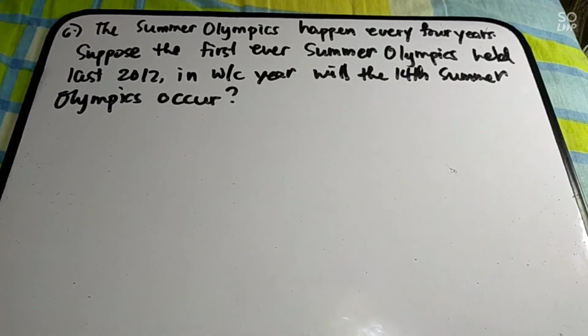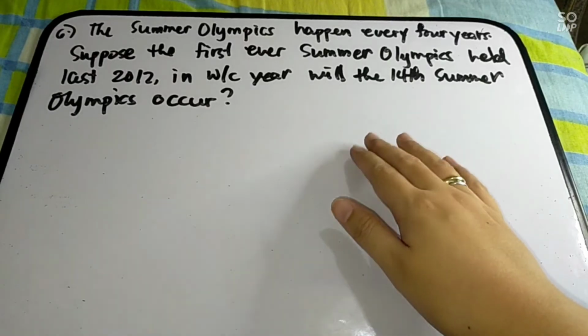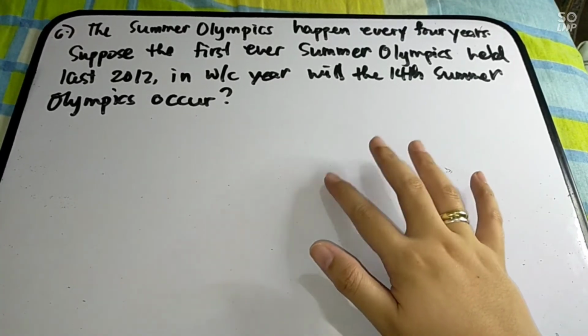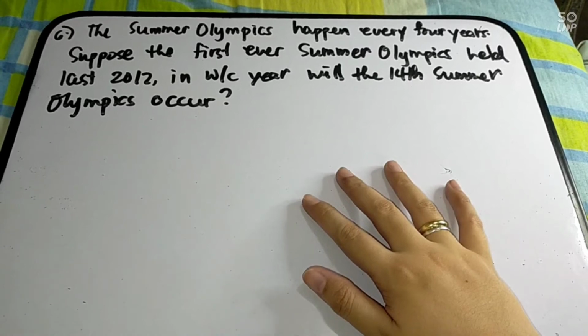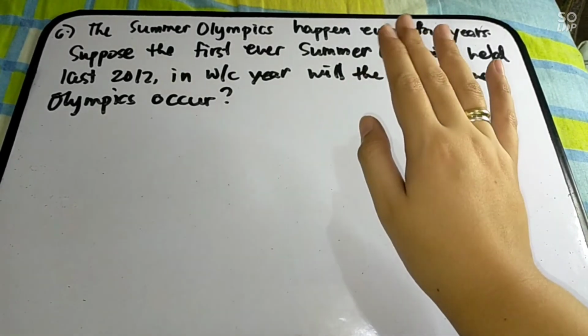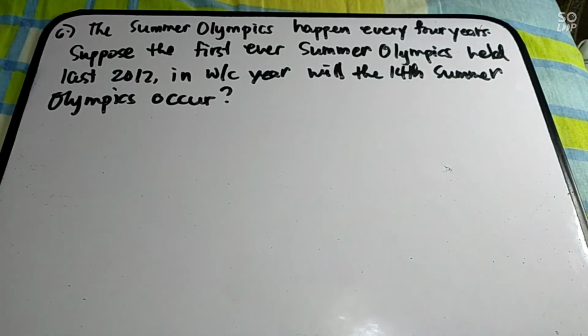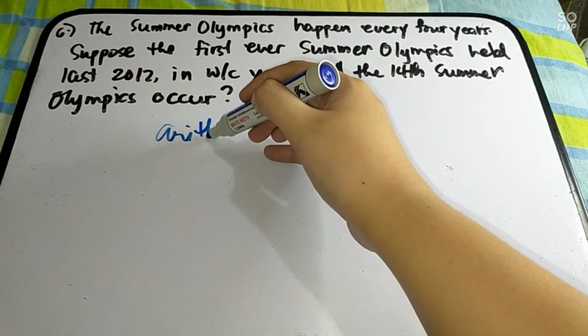Number 6. The Summer Olympics happen every 4 years. Suppose the first ever Summer Olympics held last 2012. In which year will the 14th Summer Olympics occur? So, sabi niya, nag-held daw yung Summer Olympics every 4 years. So, plus 4 ng plus 4. So, since addition tayo, this one is arithmetic.